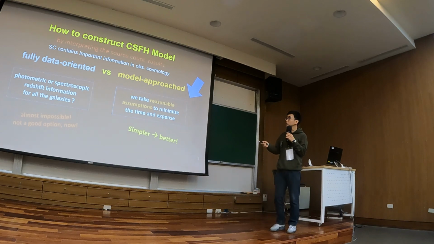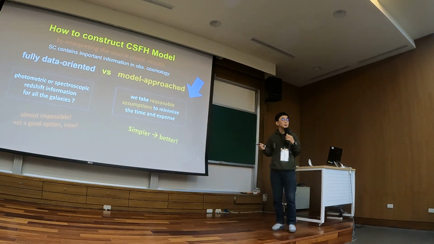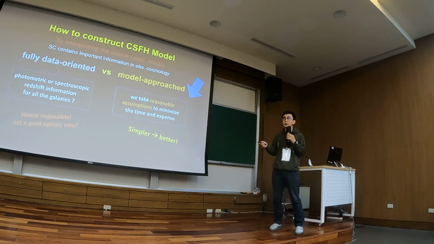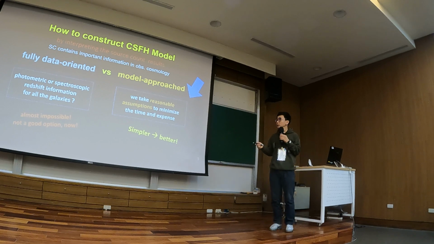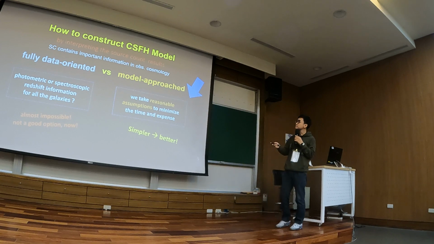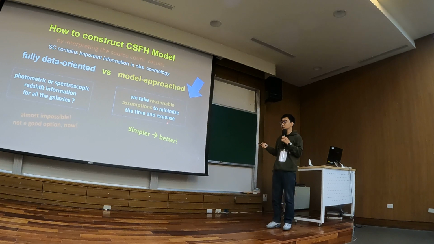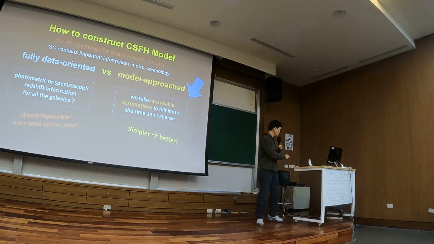So we may be able to study evolution only when we have redshift information in principle, but getting the redshift information for all the galaxies in a fully data-oriented way is probably almost impossible because it requires a huge amount of time. But instead, we can choose a model-based approach to do this, which means we can take a couple of reasonable assumptions to minimize this kind of problem.